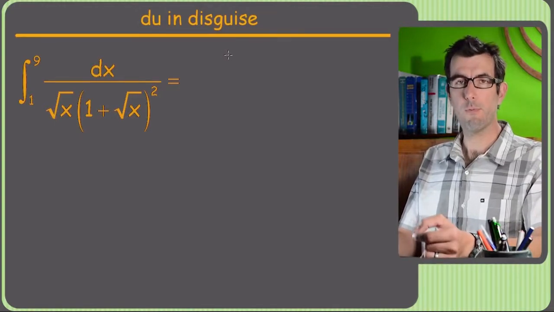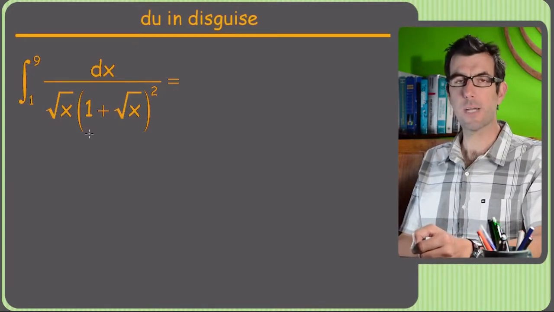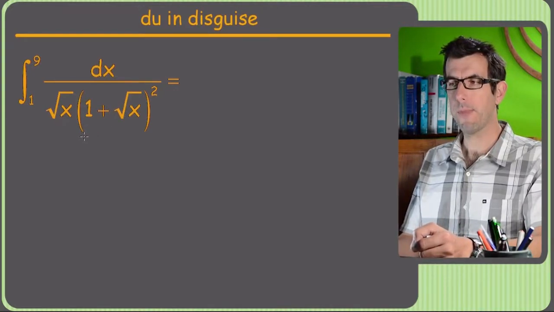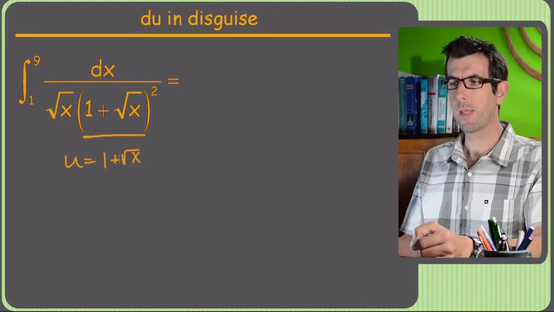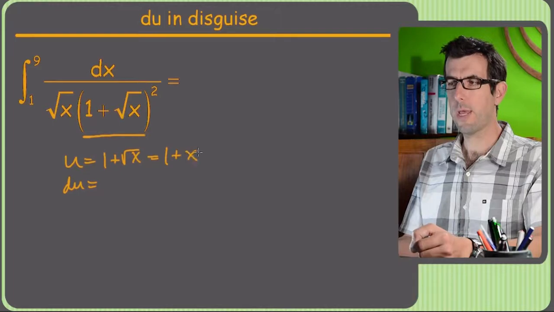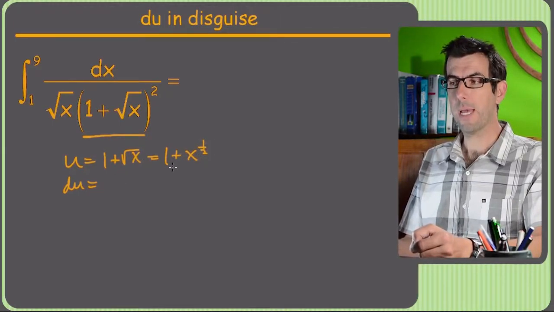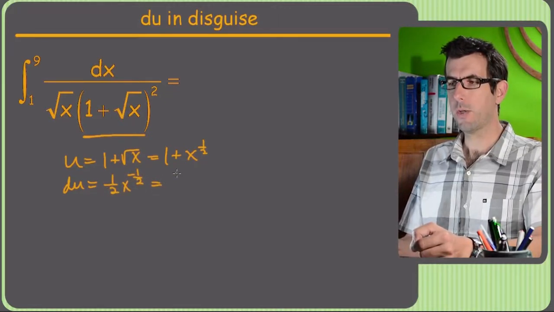The derivative of root x is 1 over 2 root x. Point is that this is actually a power rule problem where 1 plus root x is our u. Because our du is just going to be the derivative of 1 plus x to the 1/2. I'll just rewrite it as a fractional exponent to make it easier. So the derivative of x to the 1/2 is 1/2 x to the negative 1/2, which is the same thing as 1 over 2 root x.